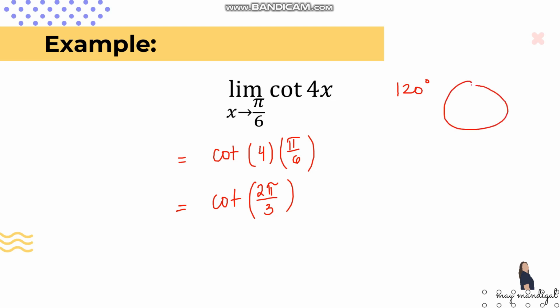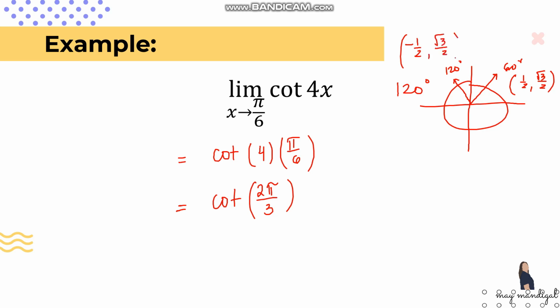And from the unit circle, so this is 120, we can say that it has the same trigonometric points as the 60-degree angle. So, the trigonometric points of the 60-degree angle is 1/2, square root of 3 over 2. But since 120 is in the second quadrant, therefore, we will just change the sign of x. So it will become negative 1/2 and square root of 3 over 2.